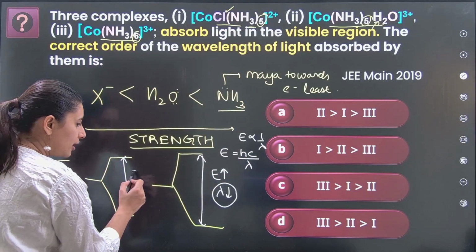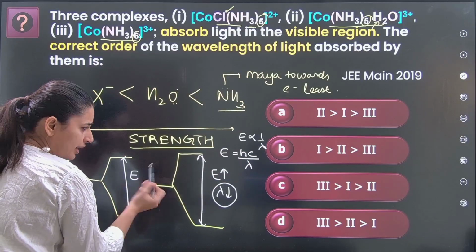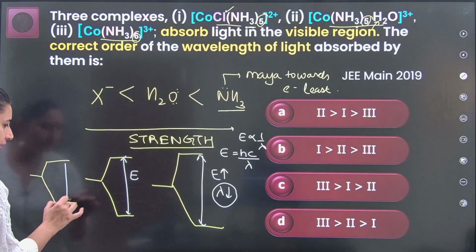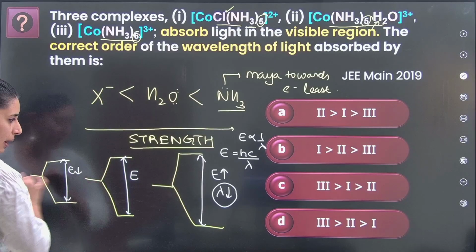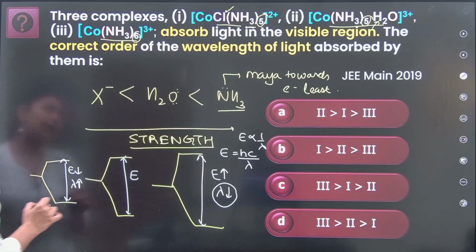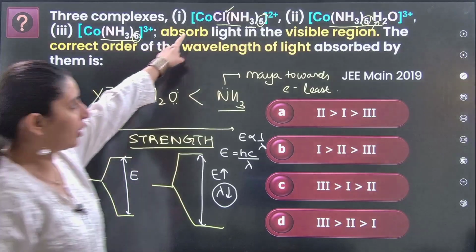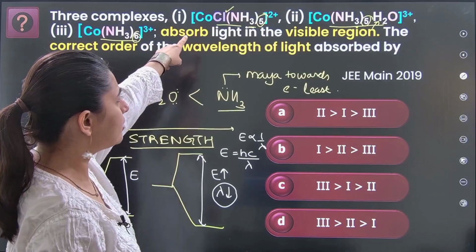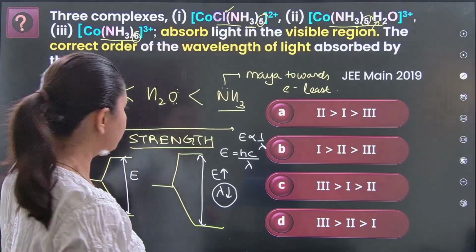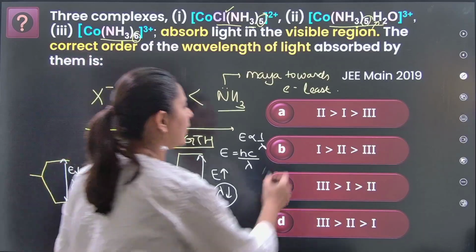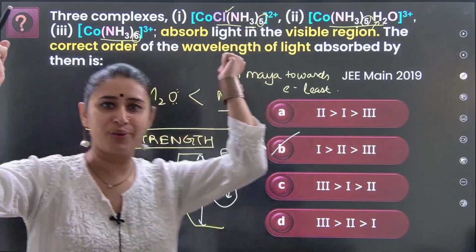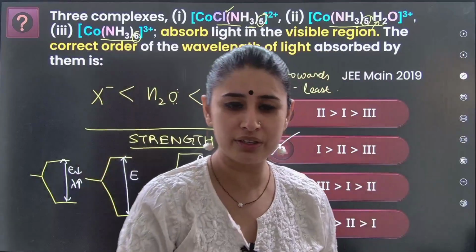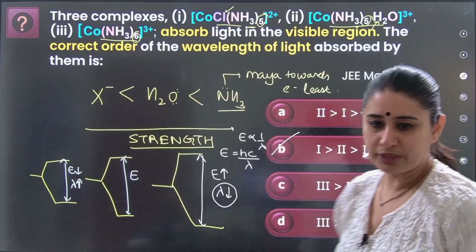So here E is going to be relatively in between, and here the E is going to be minimum relatively and lambda is going to be maximum. So the first one, please check, will have the maximum lambda. If first one has the maximum lambda, you have decoded the question. That means the question has been decoded.